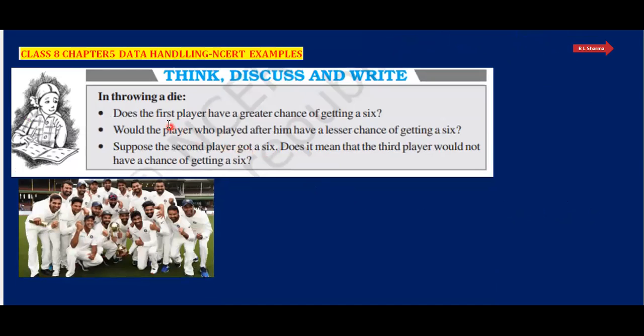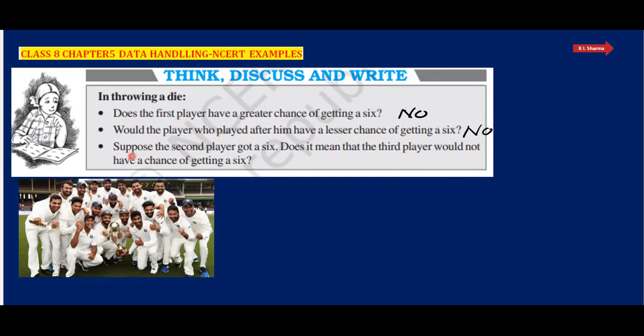A very interesting question. Think, discuss, and write. Does the first player have a greater chance of getting 6? ये टोटल ये प्लेयर्स हैं, क्या फर्स्ट प्लेयर के पास ज्यादा चांसेस होंगे 6 के? No, we can say these are equally likely, सबके बराबर बराबर चांस होते हैं, all have equal chances. Second, would the player who played after him, means on the second number, have a lesser chance of getting a 6? No, all have equal chances. It depends on the player, not on whether you are on the first number or second number or third number.